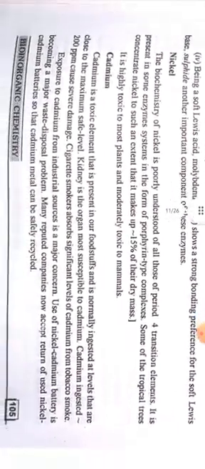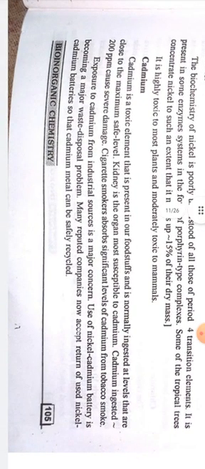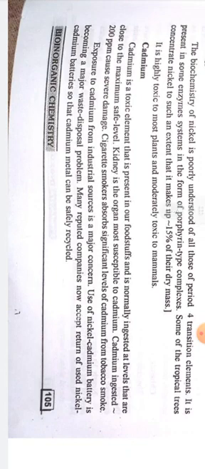Next element is nickel. The biochemistry of nickel is poorly understood of all the first-row transition elements, and it is present in some enzyme systems in the form of porphyrin-type complexes. Some tropical trees concentrate nickel to such an extent that it makes up 15% of their dry mass. It is highly toxic to most plants and moderately toxic to mammals.